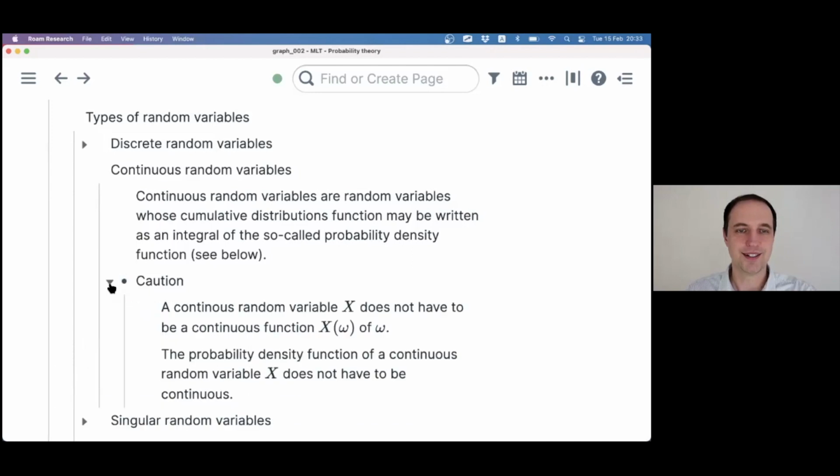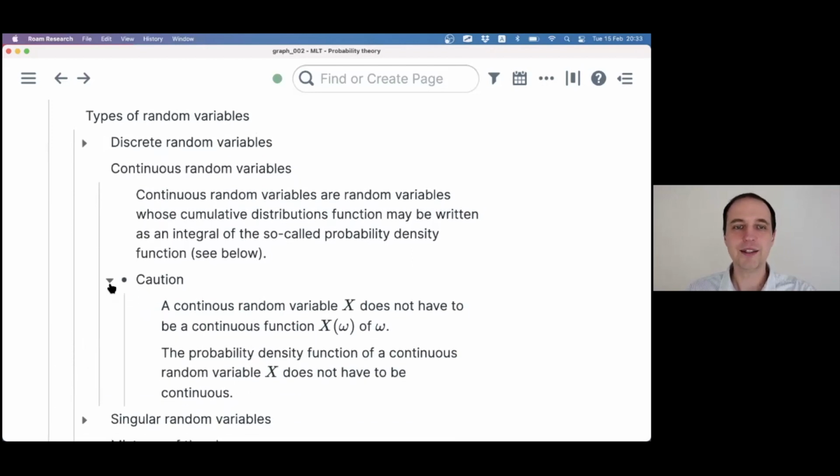Oh yeah, now that I think about it, I think the last time I didn't emphasize 2 points. So points of caution. The term continuous random variable can be confusing. The continuous random variable X does not have to be a continuous function. When we say continuous random variable, it has something to do with the distribution of it, but it's not so closely related to the shape of capital X.